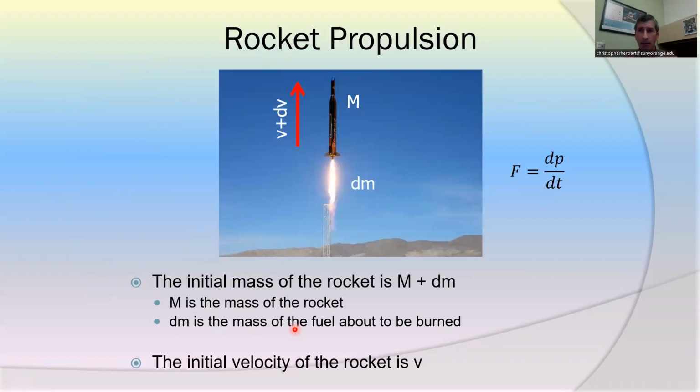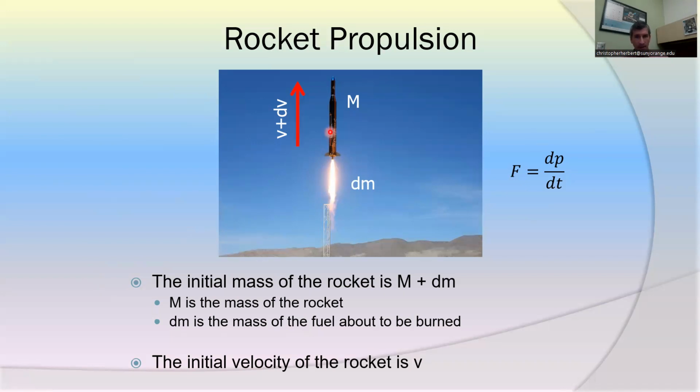Now, let's take a look at rocket propulsion and again apply Newton's second law. The most general form for Newton's second law says that force is equal to dp/dt. And again, it basically tells us that the net force is going to be proportional to that body's change in momentum with respect to time if it's in an inertial frame of reference.